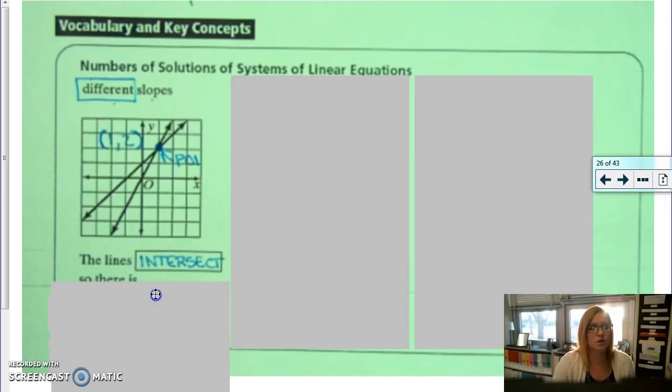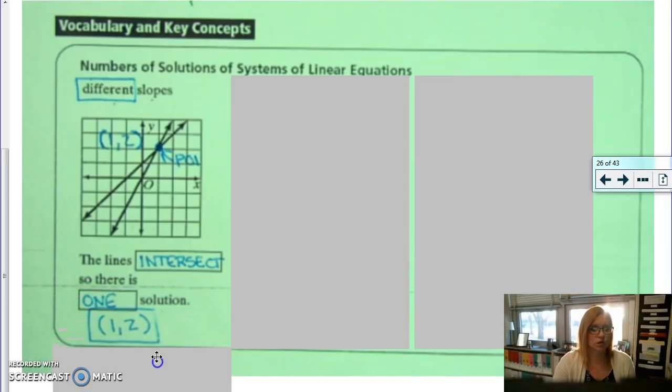Let's fill in the rest of our notes. The lines intersect, so there is one solution. If they intersect, you'll only see it crossing in its path in one spot.